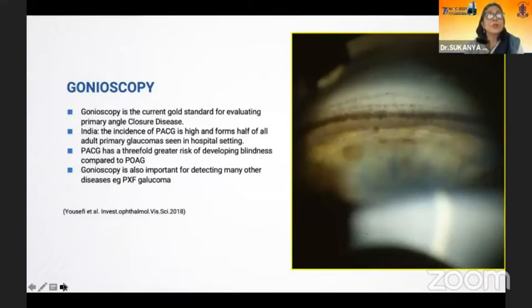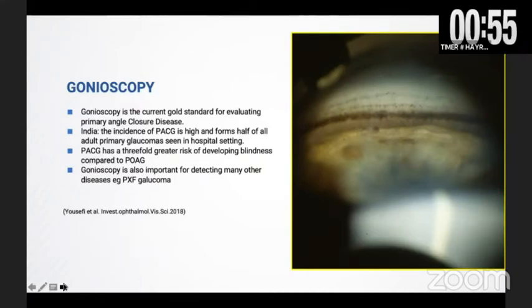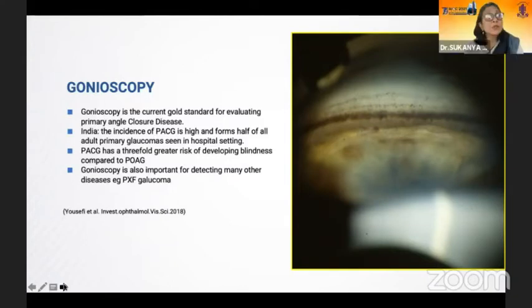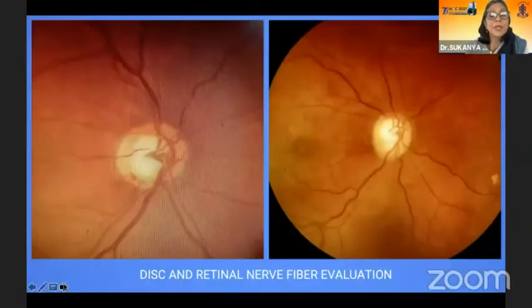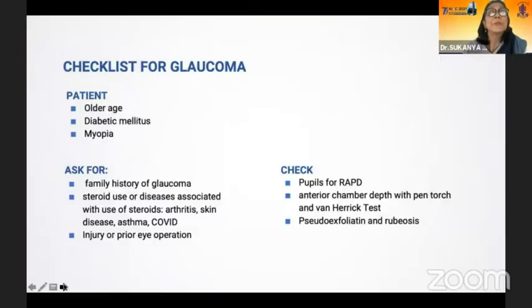Gonioscopy is the current gold standard for evaluating primary angle closure disease. In India, primary angle closure is as high in incidence and forms half of all adult primary glaucomas. Gonioscopy is also important for detecting many other diseases, such as pseudo-exfoliative glaucoma. The disc and the retinal nerve fiber evaluation form a cornerstone of the examination. Dr. Pal will be speaking on this subsequently.